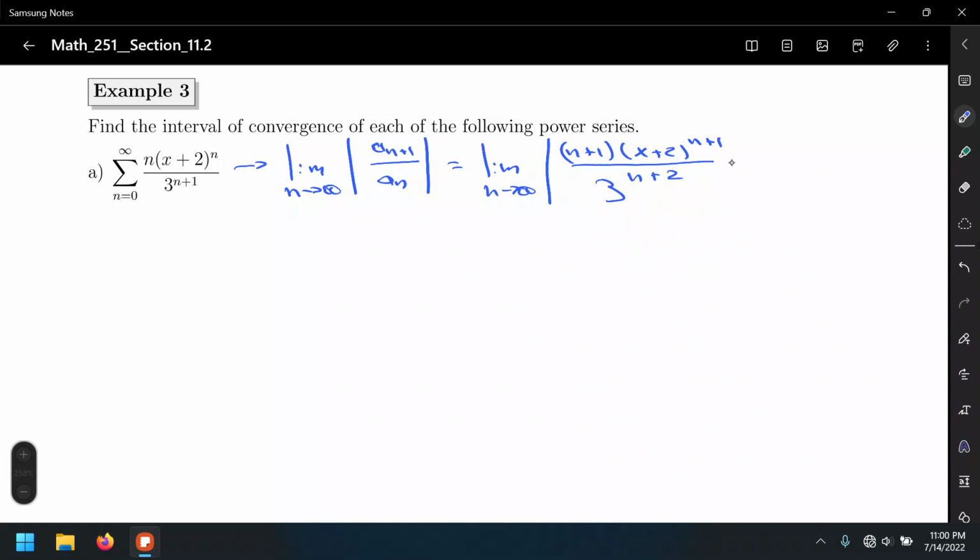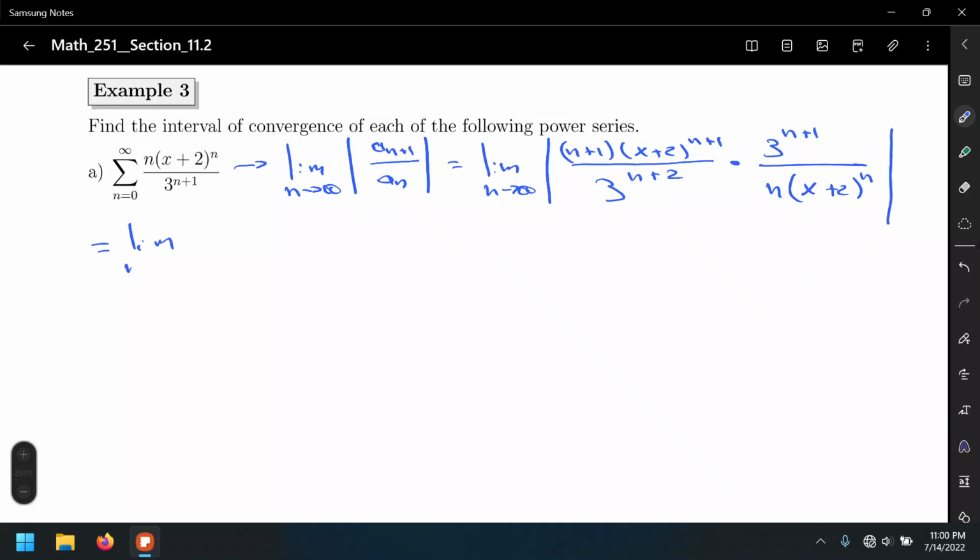So what I'm going to do instead of dividing by the original is multiply by the reciprocal: 3 to the n plus 1 over n times x plus 2 to the n. And from here, let's start simplifying anything that we can. Number one, it seems like we can rewrite this 3 to the n plus 2.